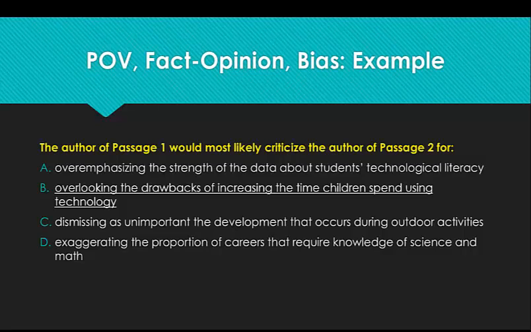Choice A is incorrect because the author of passage 2 states that there is very little reliable data. Okay, so it's not something that they overemphasize. They admit freely that they don't have the data to support that statement. Choice C is incorrect because the author does not discuss or dismiss development during outdoor activities. It's not something that's mentioned at all, so we can't bring it up. Again, we never want to add information. We never want to take information away.